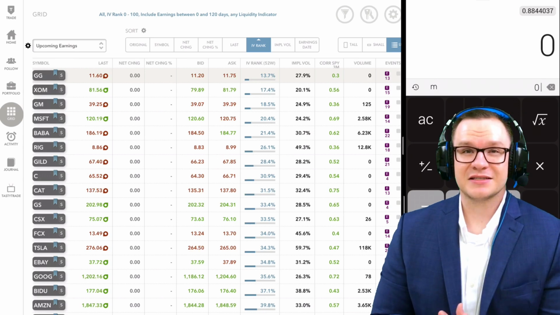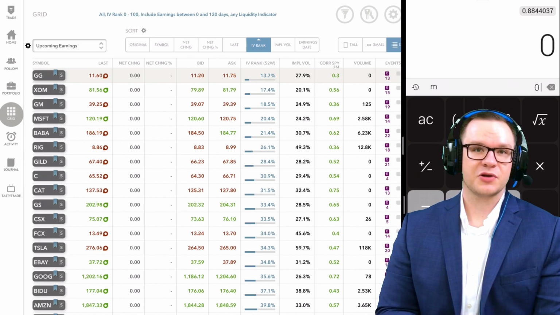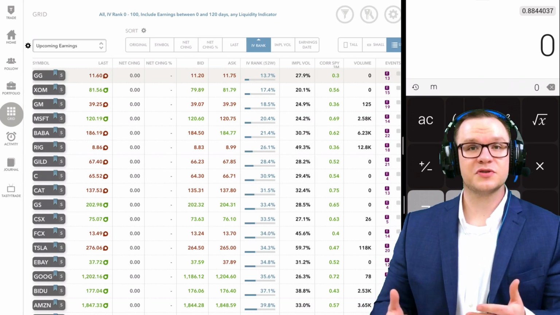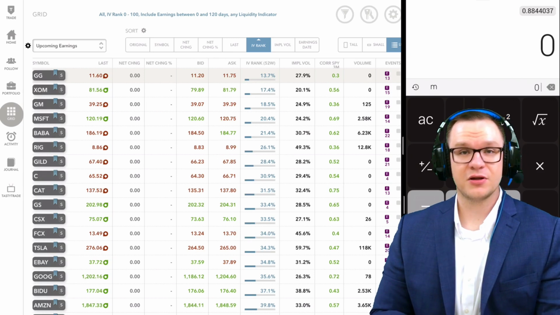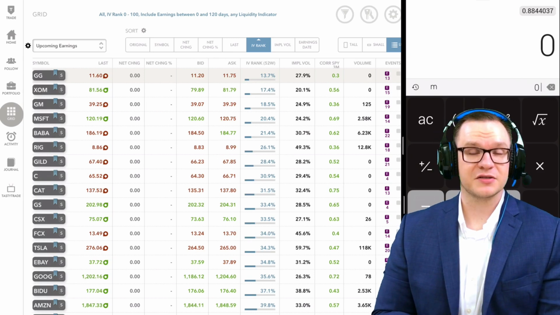Now, the number of days is really key. If you're going to trade earnings, the traditional way to do so is to trade it on the cycle where the option expires with earnings.